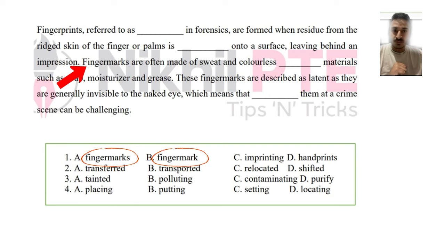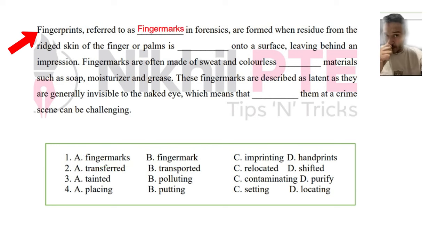Which one is the right answer? Think about it. And why? I will explain. If you are putting finger mark, which means option B, that is incorrect. Why? In the first line, you can see we are talking about fingerprints, talking about plural. That is the reason finger marks will come here.